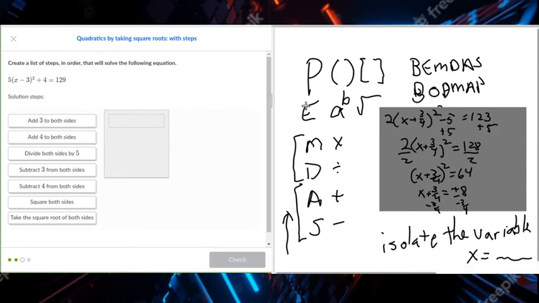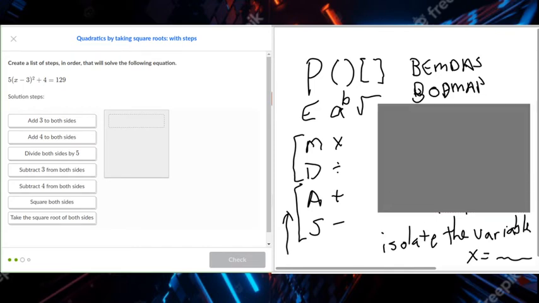Okay, let me get rid of this one. Now we have 5 times x minus 3 squared plus 4 is equal to 129. So we're going to start down here on the bottom, add and subtract. We have to stay outside the parentheses, right? Parentheses off limits, we can't use those. So we're going to add and subtract.